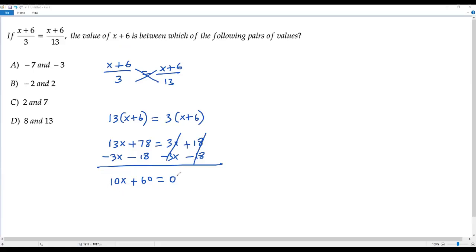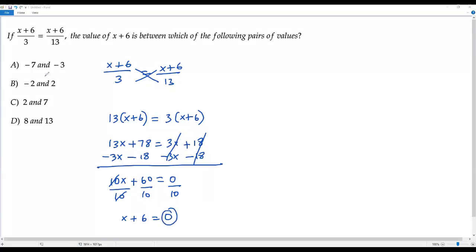Let me divide everything by 10 in this equation. That is 10x over 10, 60 over 10, and 0 over 10. So the 10 will cancel out, and I get x, and when I divide 60 by 10, I get 6, equals 0 over 10, which is 0. Now I got the value of the expression x + 6. It is 0. Now we have to check between which pair of values we get the value 0.